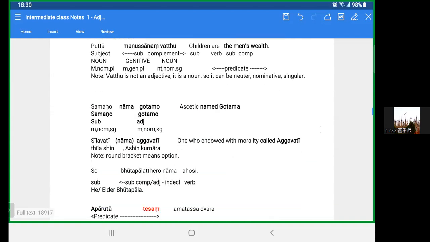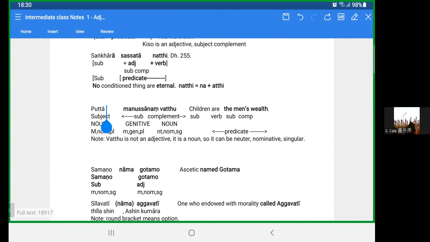But Sumita has a question about this. She printed out the notes and saw, in the case of puttā, children, manussānaṃ dhanaṃ vatthu is wealth. She has a question here because the noun is masculine nominative plural, puttā, but the subject complement is not masculine, it is neuter, and the case is the same nominative, but singular. So this is masculine and this is neuter, but the case is the same, nominative, nominative. This is plural because children are plural, puttā, and vatthu is singular.